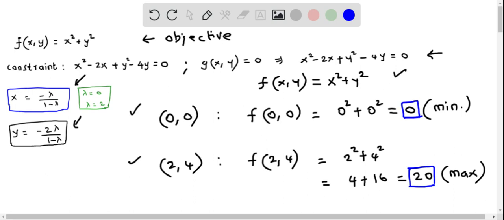Therefore, we have determined the maximum and minimum value of the function f of x, y equals x squared plus y squared.